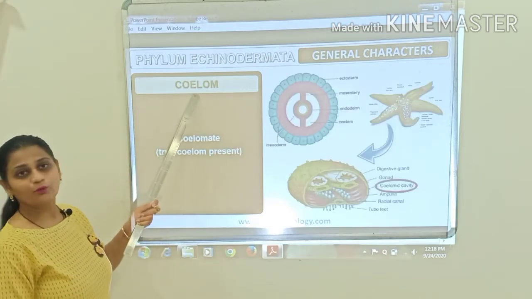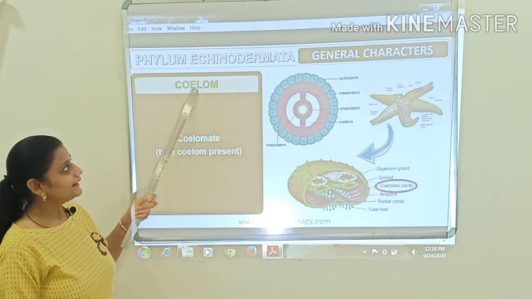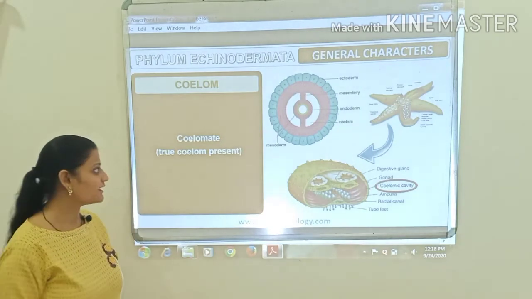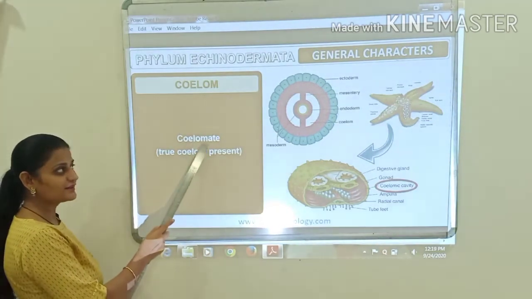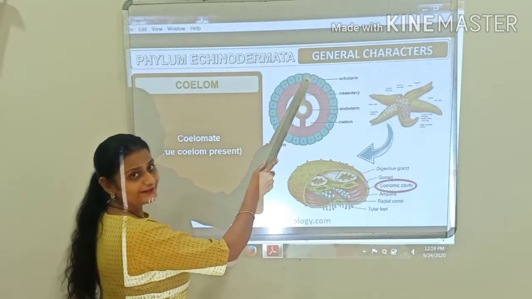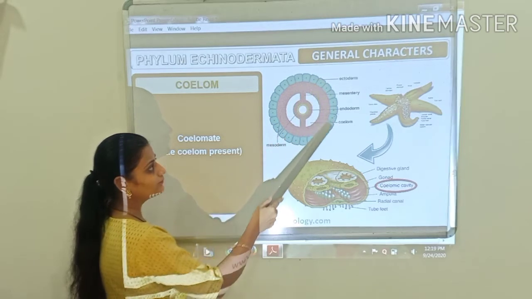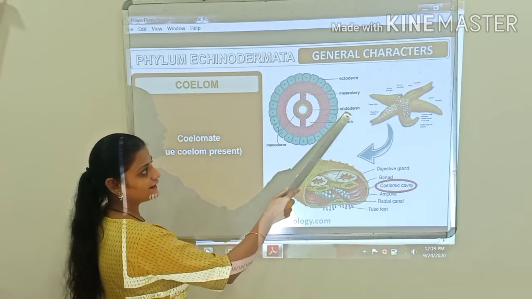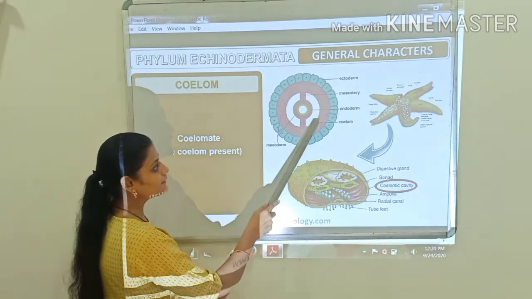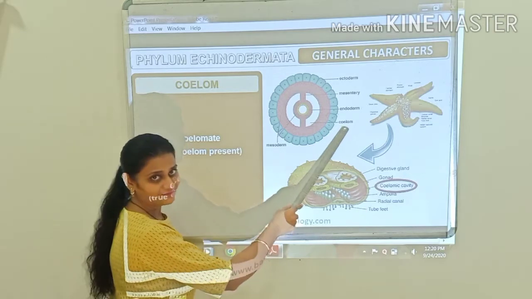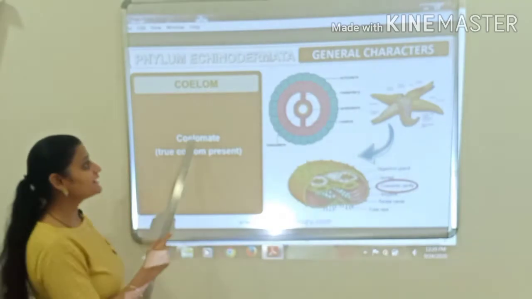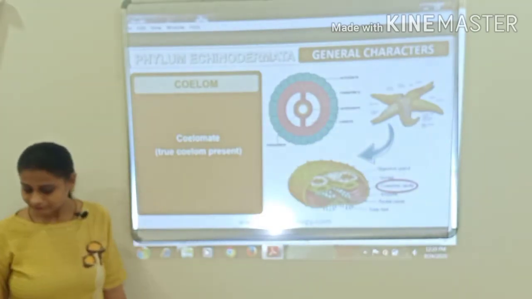Then about the body cavity or coelom. In Echinodermata, coelom is present, true body cavity is present, so they are called coelomates. Okay, you can see in the figure. Okay, there are three layers. The outermost layer is the ectoderm. Okay, the innermost layer is the endoderm, and the middle layer is the mesoderm. Okay, and the mesoderm layer forms the coelom, right? So they have true coelom in their body, and hence they are called coelomates. Clear?